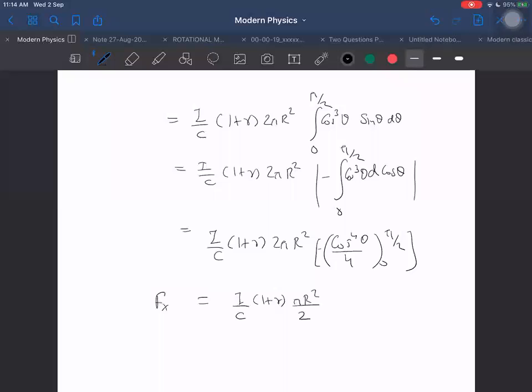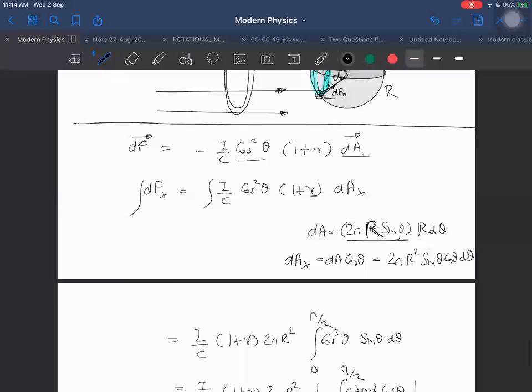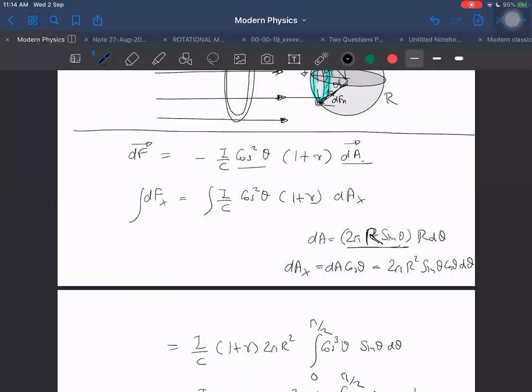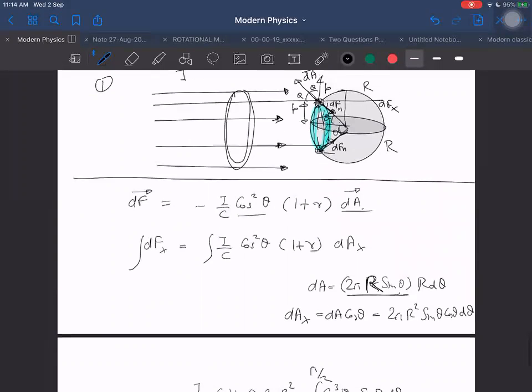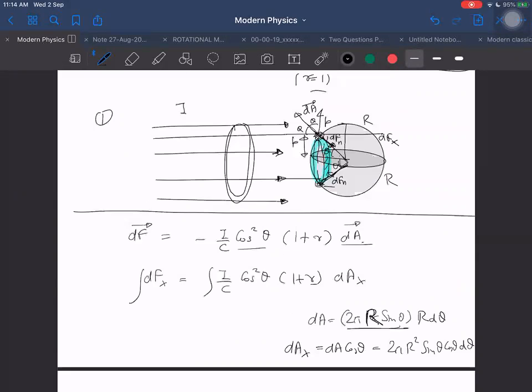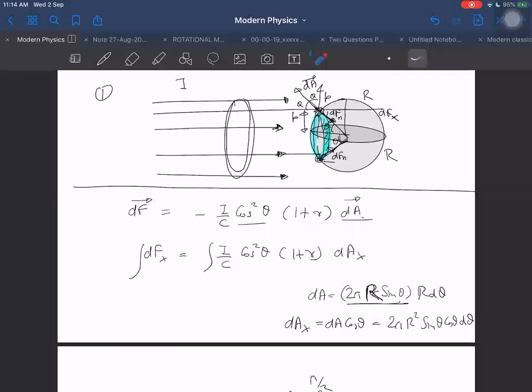Is it the net force along x? No, it is not the net force along x. Reason? It will become the net force along x if I take it as perfectly reflecting, because for a perfectly reflecting mirror, along this direction it will be 0. Only along this side the force will be there. So definitely correct, only in that case. Otherwise I have to take shear stress also.